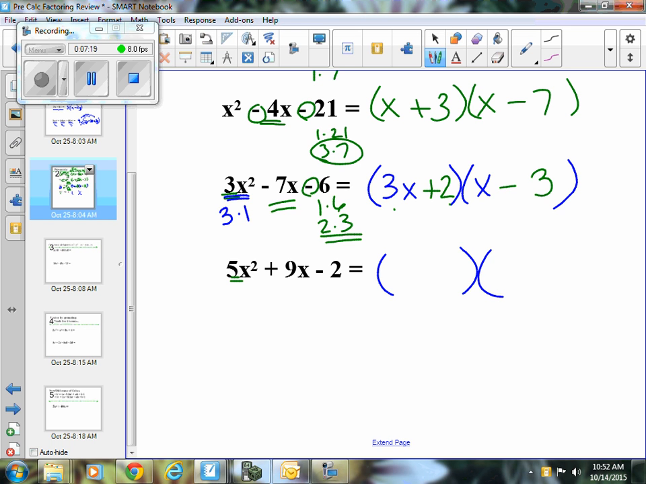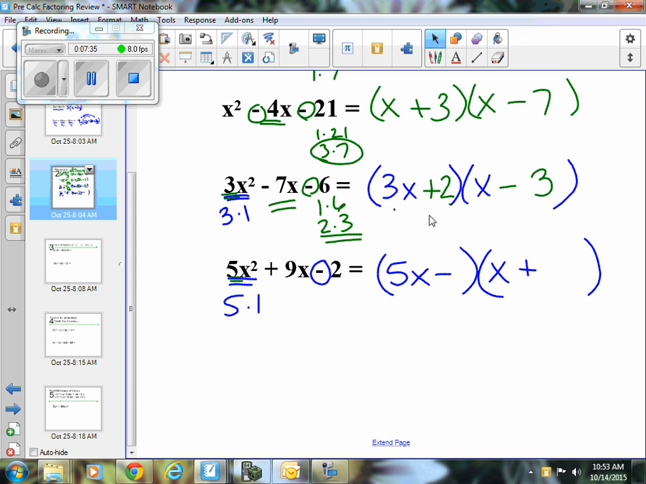No GCF again in this one. Can't pull anything out. First term is 5x squared. Again, that makes life pretty easy. There's only one possible pair that multiplies to 5, and that's 5 and the 1. Again, the last term is a negative, so I know my two signs are going to be negative. I think it goes this way.